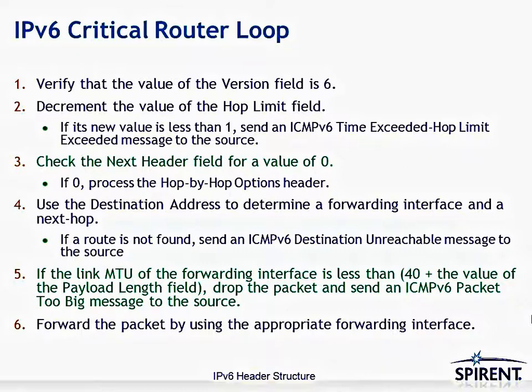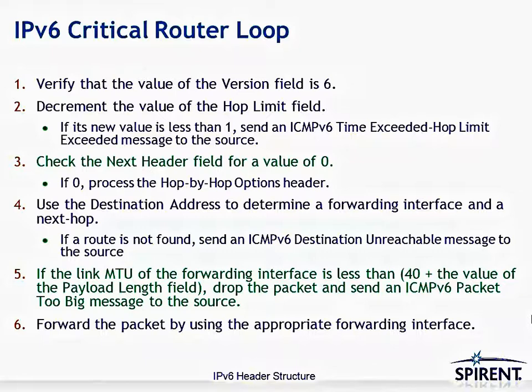It would check the next header field for a value of 0. Again, instead of having to reverse engineer from the internet header length and then parse options that were not intended for it, if the next header field was specifically set to 0, then it would know to process the hop-by-hop options header. Next, it would use the destination address to determine a forwarding interface and a next hop. And similar to IP version 4, if a route is not found, it would have to send an ICMPv6 destination unreachable message back to the source.